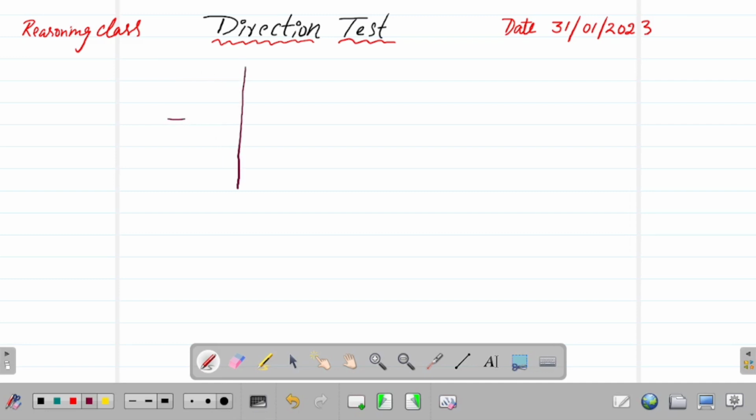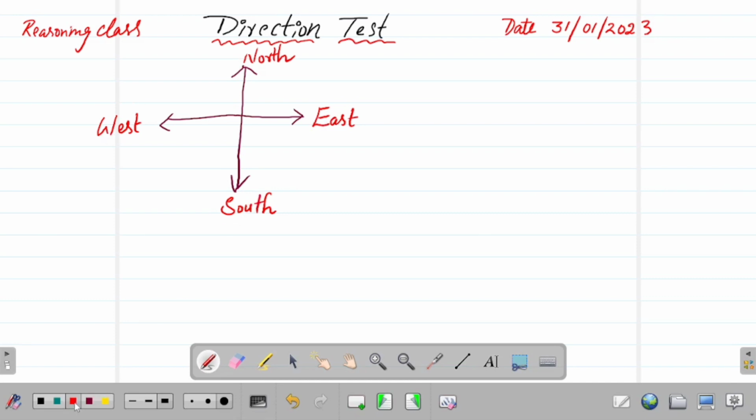So I'm drawing one diagram, right? See here. We have to know these basic things. So this is east and this is your west. Okay, and this is your north and this is your south. Clear? So east, west, north, south.